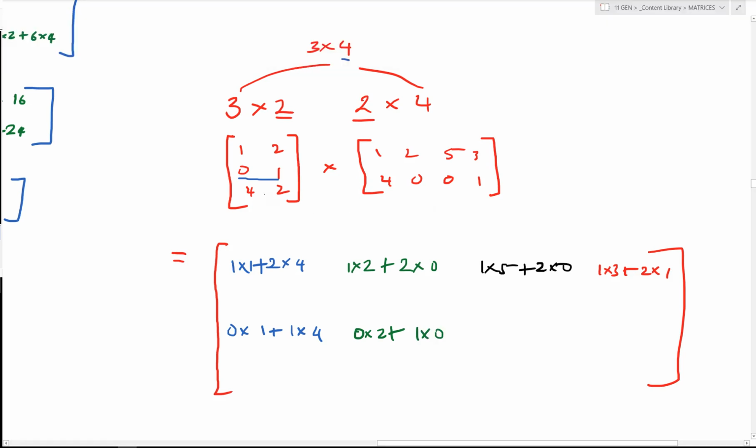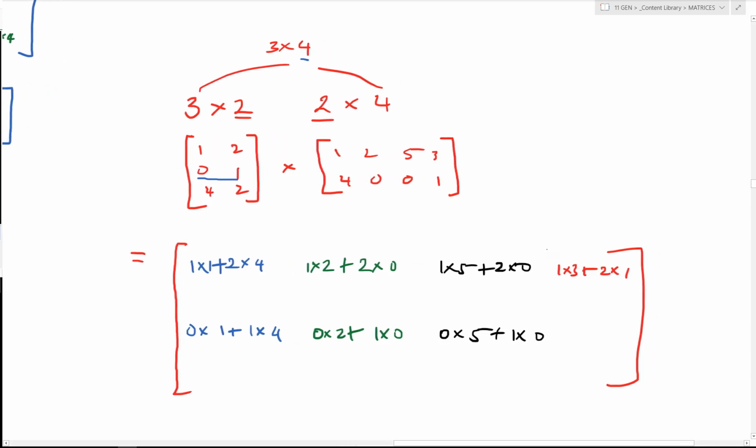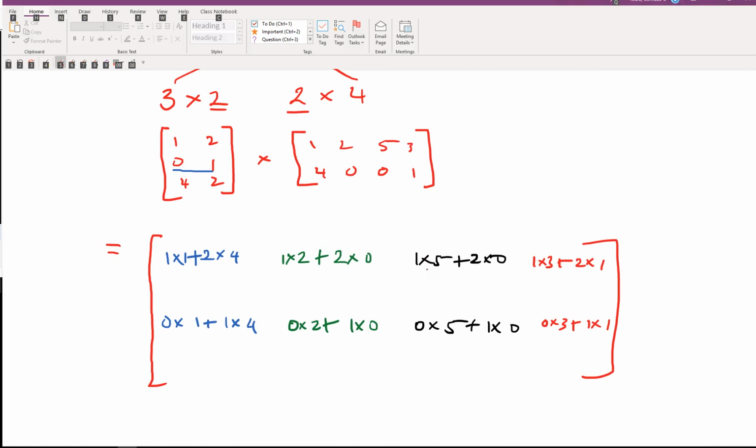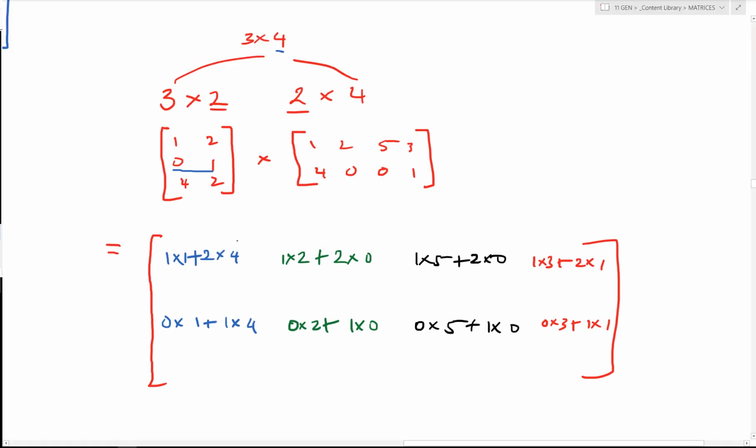Next one is 0 by 5 plus 1 by 0. And the last one there is 0 by 3 plus 1 by 1. Last and final row now. 4 by 1 plus 2 by 4.